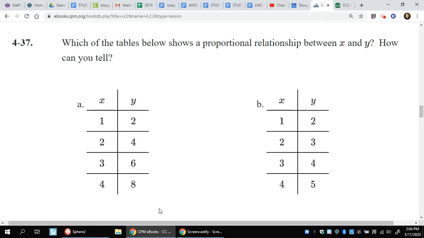out comes my Y. In table B, as I compare those numbers, X goes up 1, 2, 3, 4. Y goes up 2, 3, 4, 5. But I'm really struggling to find a multiplicative relationship between X and Y here. I could say X plus 1 equals Y, but that's not multiplication. So the table that shows a proportional relationship is table A.